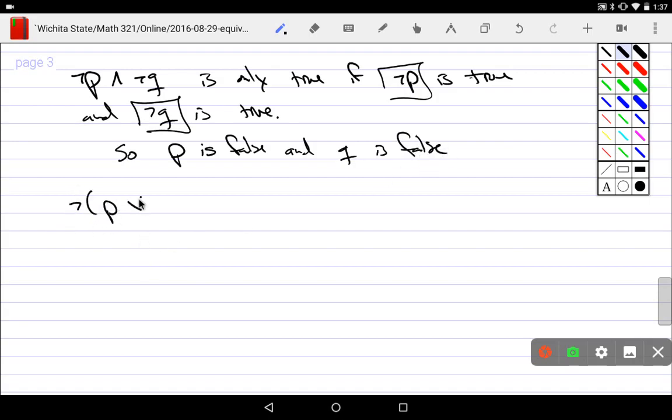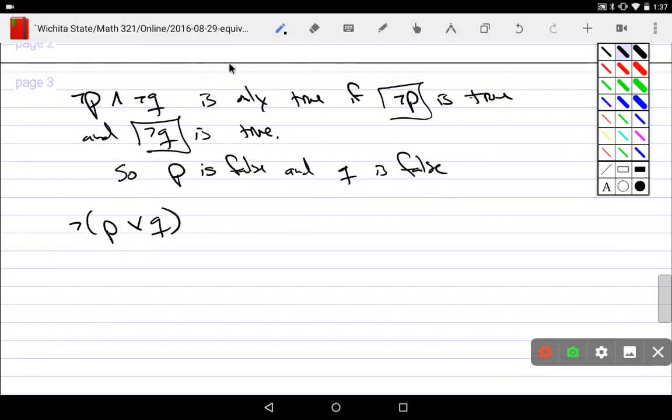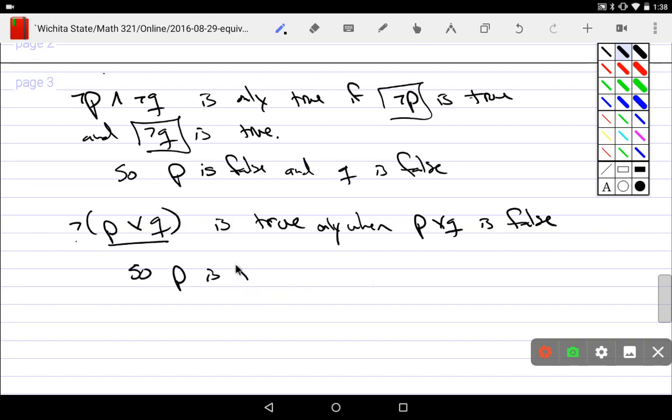What about this not (P or Q)? If I focus on when this side is true, I have to look at when this is true. So if I have a negation of something being true, this is true only when P or Q is false, because I'm negating a false, so it ends up being true. But for an OR to be false, both of those must be false at the same time, because under OR, normally it's true. It's only false if it's false or false. And so P is false and Q is false.